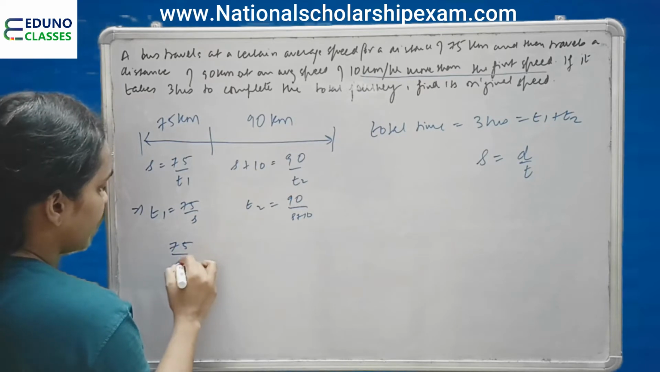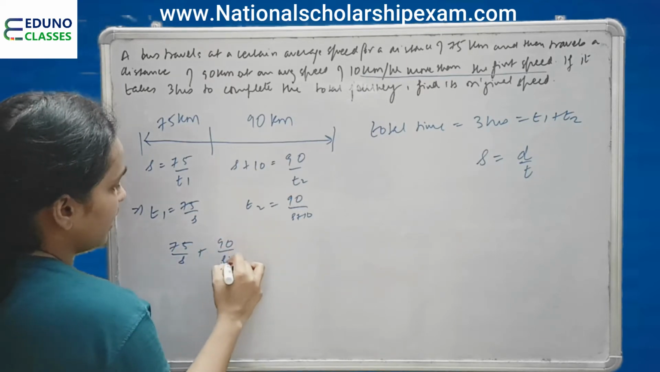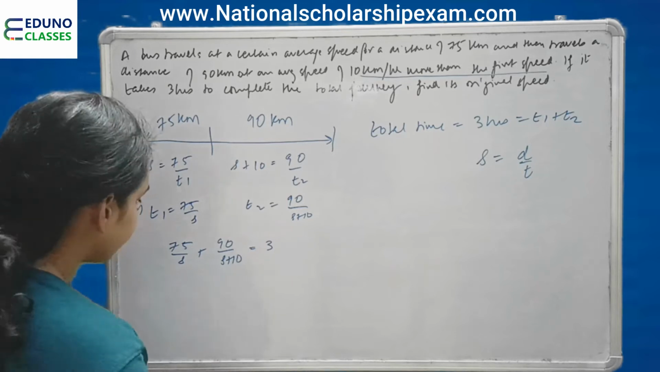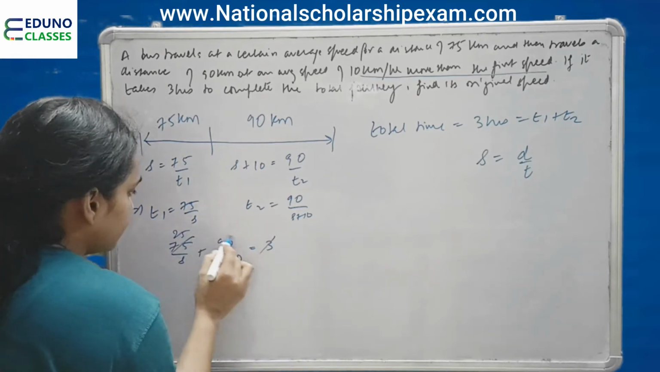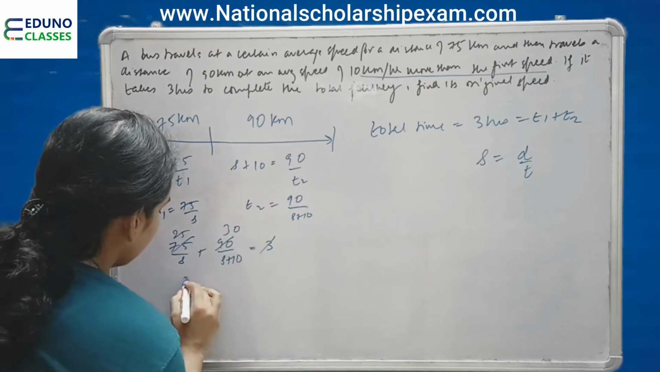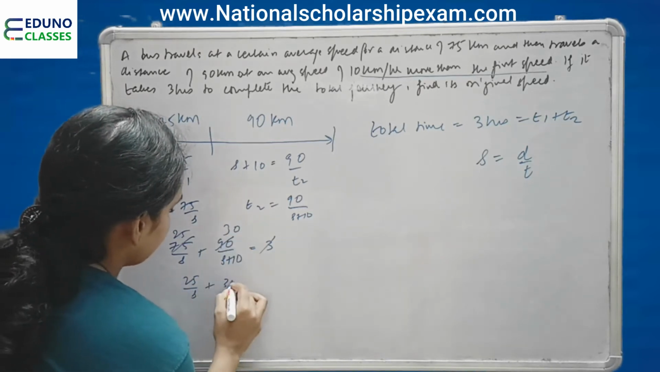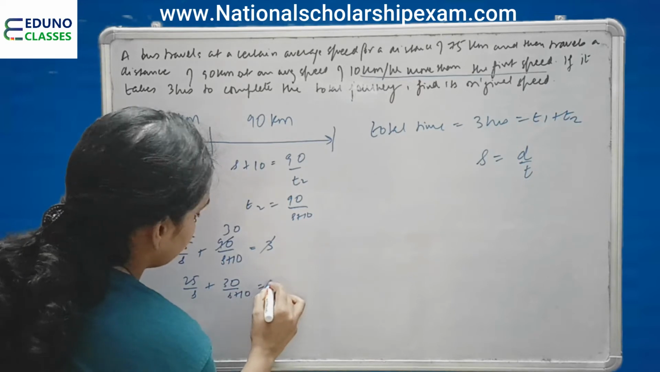Let us relate T1 in terms of S. So T1 here became 75 by S and T2 here became 90 upon S plus 10, and I know T1 plus T2 is equal to 3 hours. So 75 by S plus 90 upon S plus 10 is equal to 3. Now this can get cancelled. I will simply cancel this. 25 by S plus 30 by S plus 10 is equal to what?